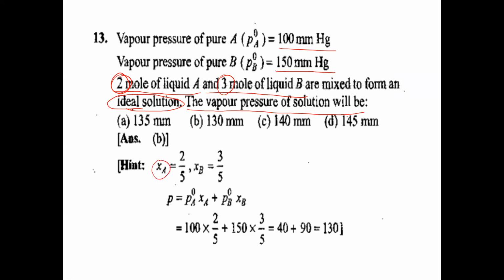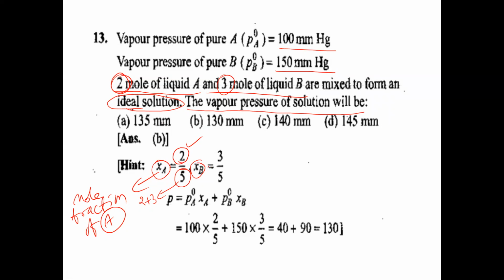Here XA is the mole fraction of A. The mole fraction of A is equal to the number of moles of A by the total number of moles. Total number of moles: 2 moles of A plus 3 moles of B is 5 moles in total. So the number of moles of A divided by total moles is 2 by 5. Similarly, XB is the mole fraction of B.